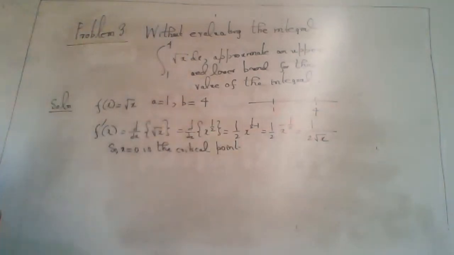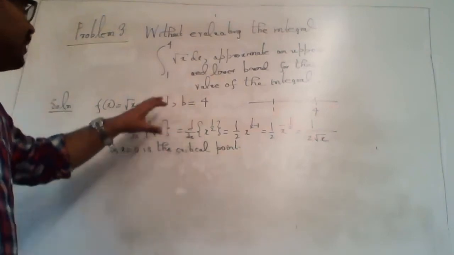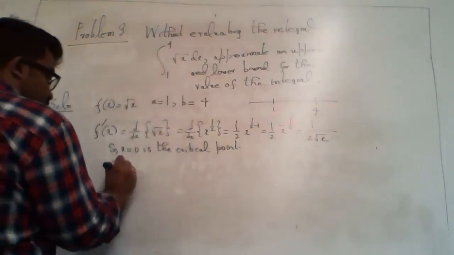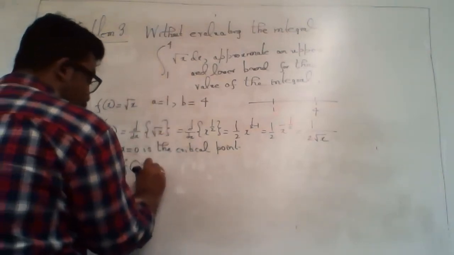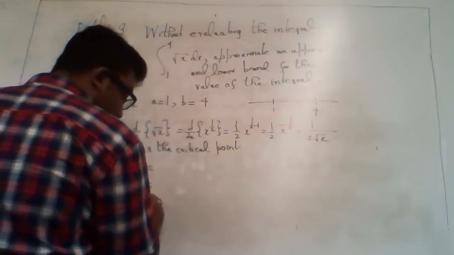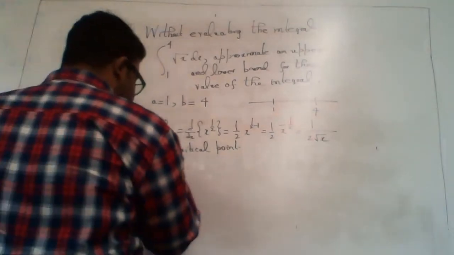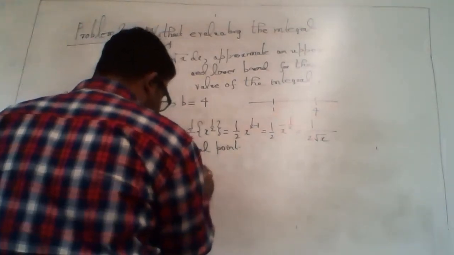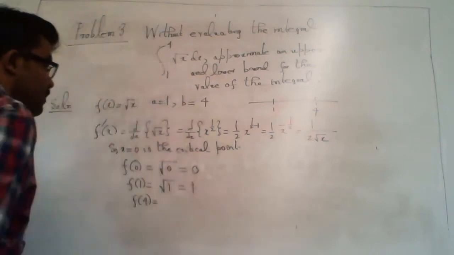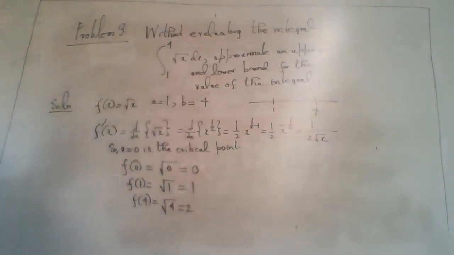Now, once I find the critical points, I will find the value of the function f(x) at the critical point and at the two boundary points. So I will find f of 0, f of 1, and f of 4. Let's compute. f of 0 is square root of 0, equal to 0. If I put 1 here, I get square root of 1, equal to 1. If I put 4 here, I get square root of 4, which is 2.